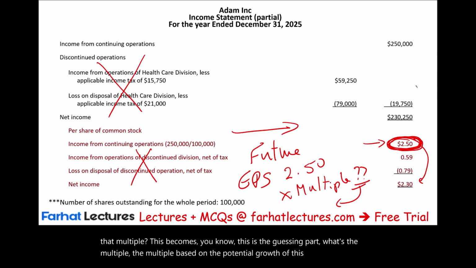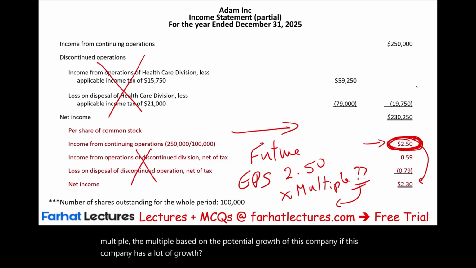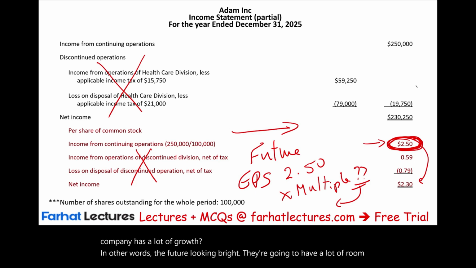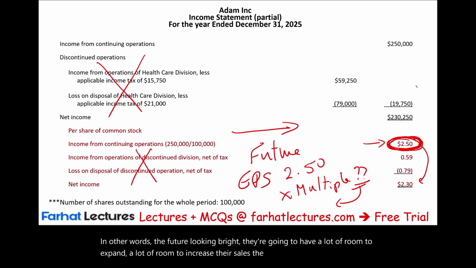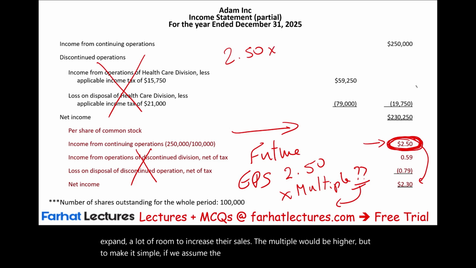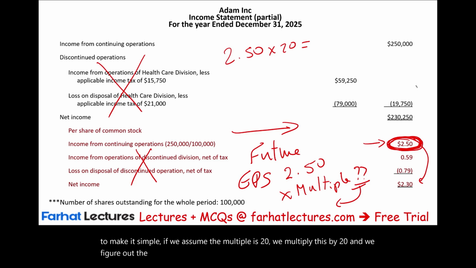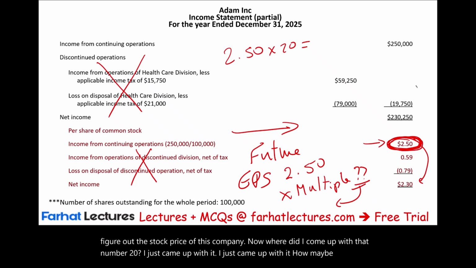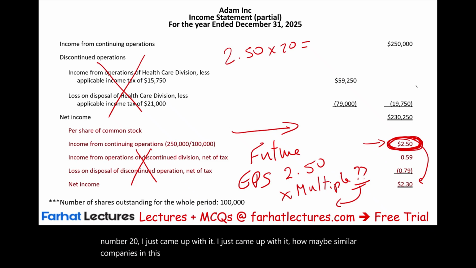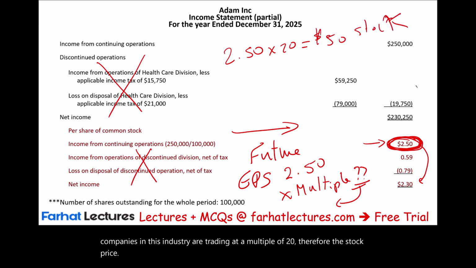If this company has a lot of growth, in other words, the future looking bright, they're going to have a lot of room to expand, a lot of room to increase their sales, the multiple would be higher. But to make it simple, if we assume the multiple is 20, we multiply this by 20, and we figure out the stock price of this company. Now, where did I come up with that number 20? I just came up with it. Maybe similar companies in this industry are trading at a multiple of 20. Therefore, the stock price is 50.